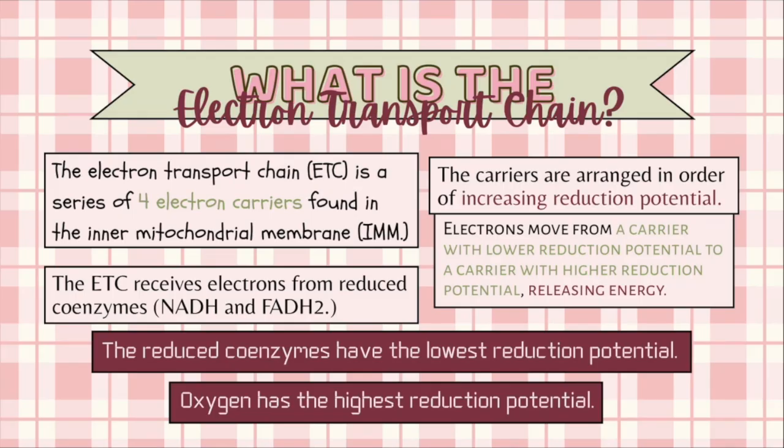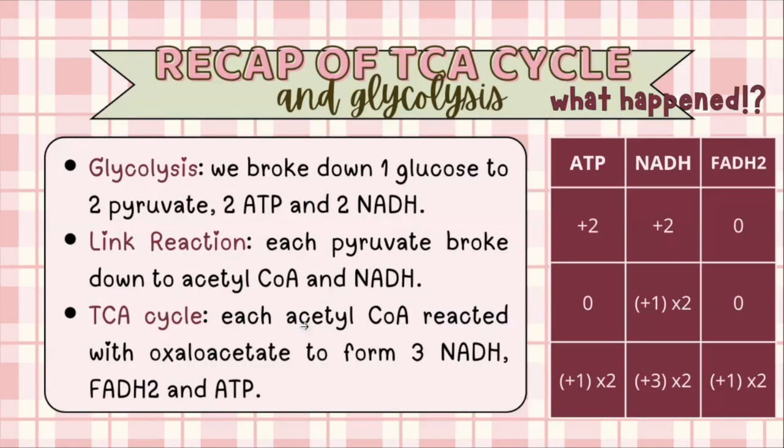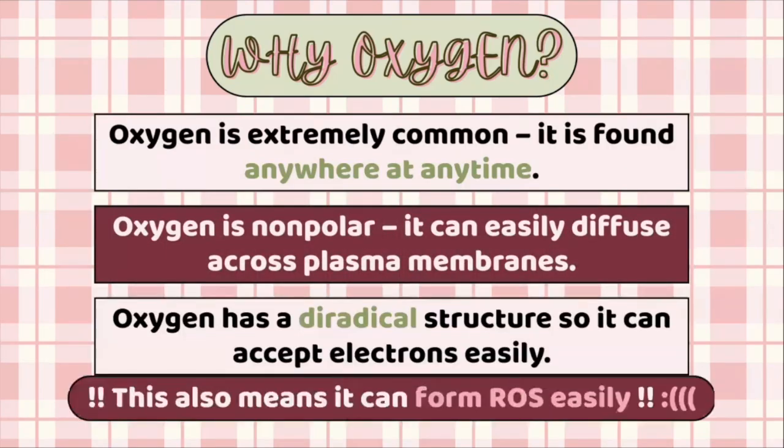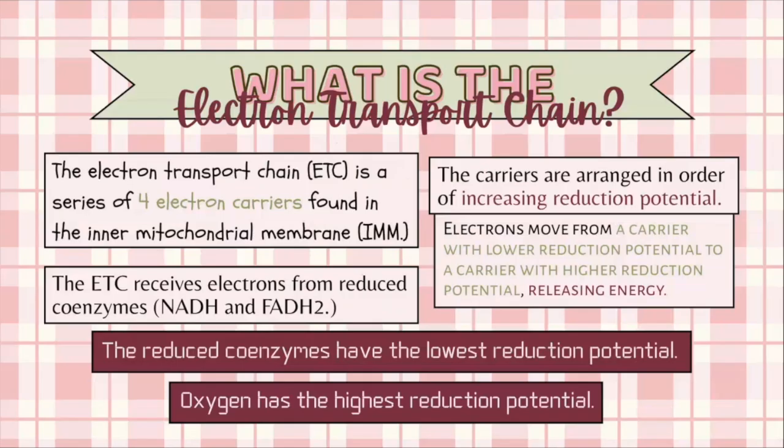But where do the carriers get the electrons from in the first place? Do they get electrons just from anywhere? No. They receive electrons from coenzymes called NADH and FADH2. Remember when I told you previously that NADH and FADH2 are converted to form ATP? This is how. NADH and FADH2 donate their electrons to the electron transport chain, which moves them around and releases energy. And this energy is used to synthesize ATP.